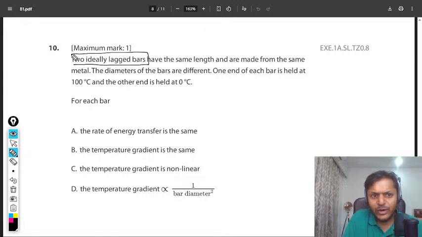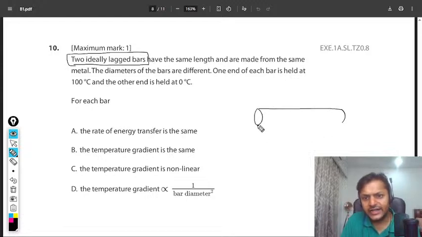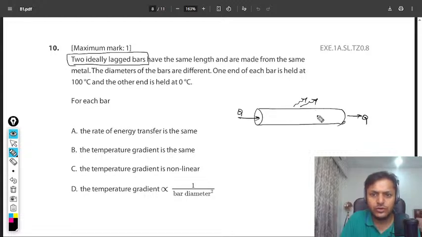Ideally lagged bars. Now you might be confused, like what is a lagged bar? So dear students, don't get confused here. Just like the other question, when heat is entering from this point and going outside, there is no heat transferred from the curved area of the pipe. That kind of a rod is known as a lagged rod. So don't worry about anything, just do the question.